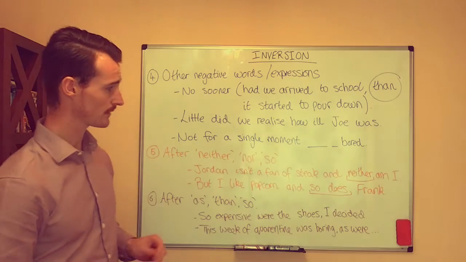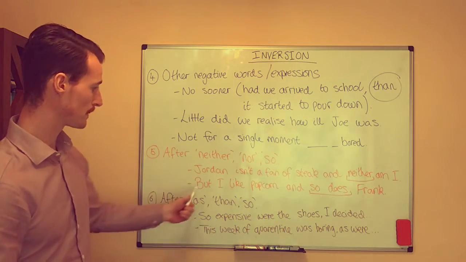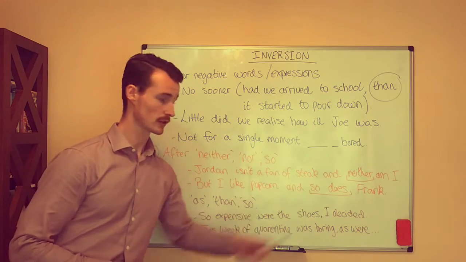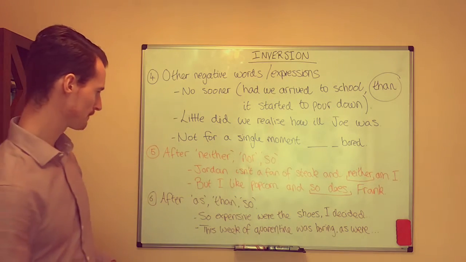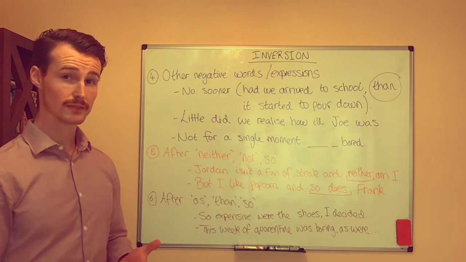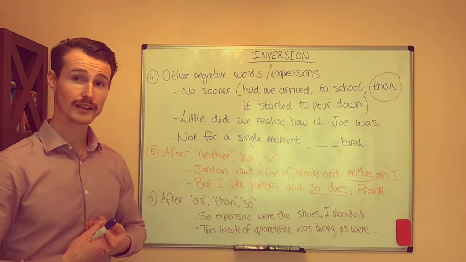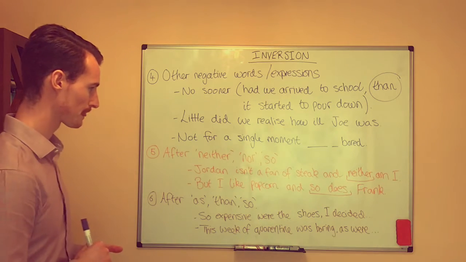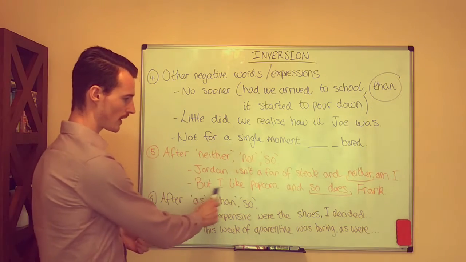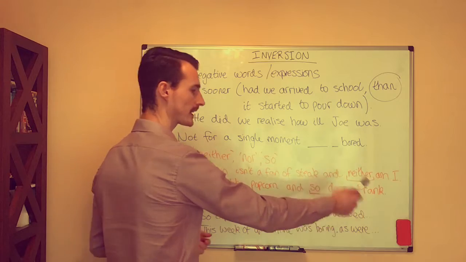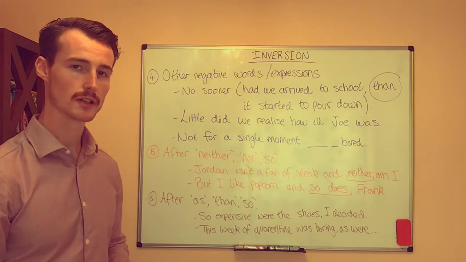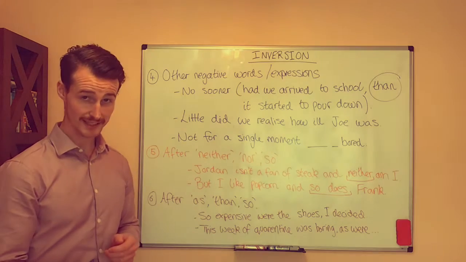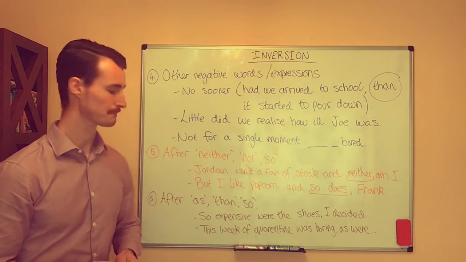So here we also can say, I like popcorn, and so does Frank, okay? So this so is also telling us that we're including ourselves in the sentence, okay? Instead of saying, I like popcorn and Frank likes popcorn too. So you can see how these inverted sentences come in handy.